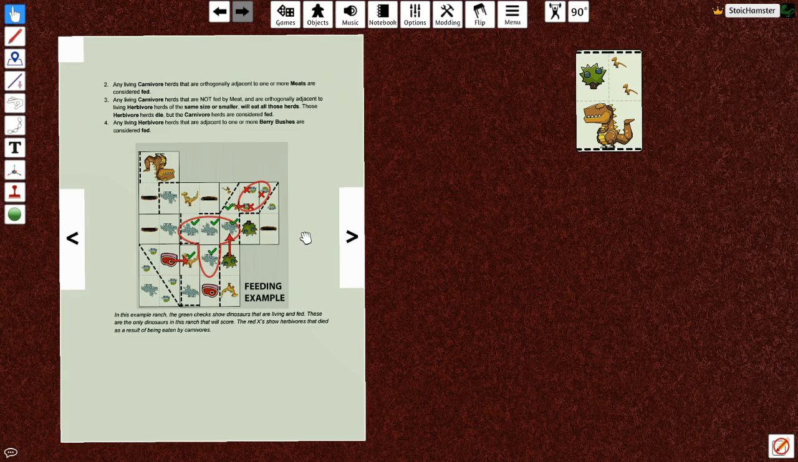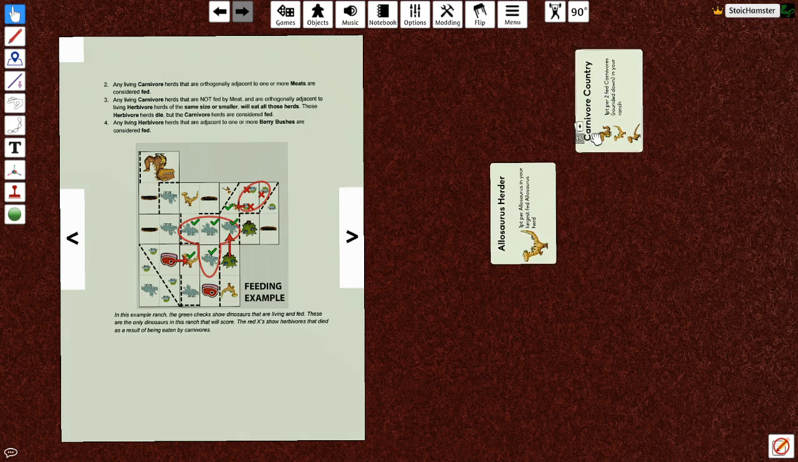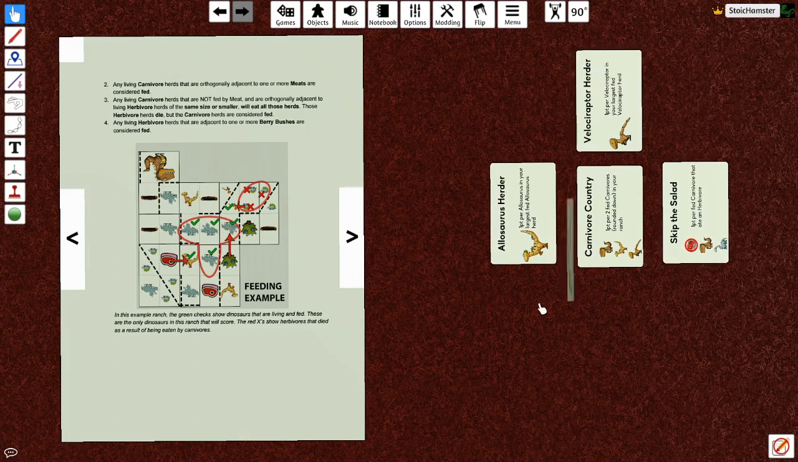That covers the ranch sides of the cards, but on the other side of each card you'll see various goals. They give you extra points at the end of the game for having certain features in your ranch. Lastly, let's cover how you actually get your cards.